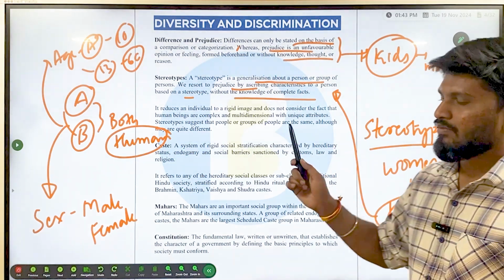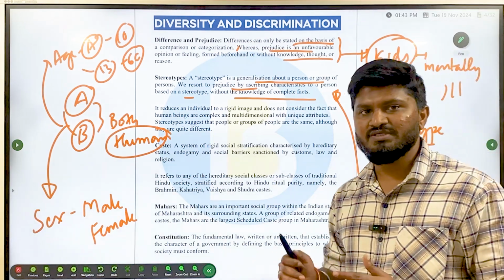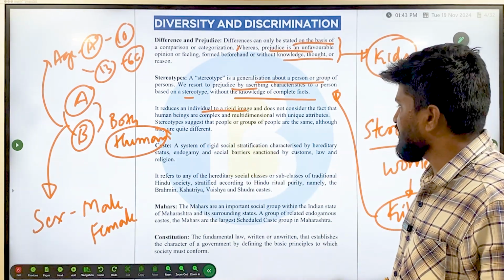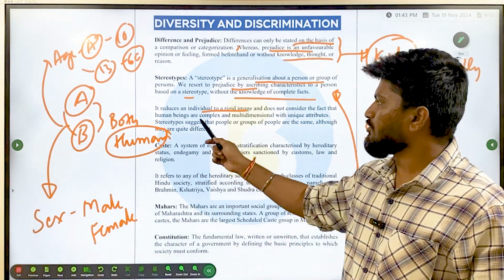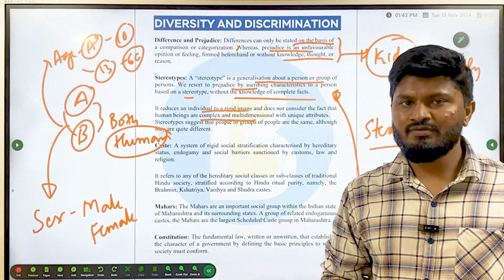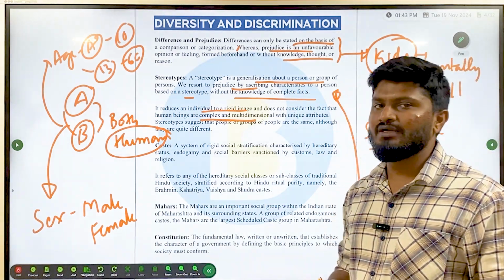What happens when an individual or a group is stereotyped? It reduces the individual to a rigid image and does not consider the fact that human beings are complex and multidimensional with unique attributes. Even within women, there are many individuals who are unique and complex.